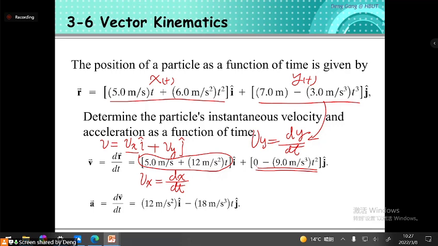And for the acceleration, that's dv over dt. So this part corresponds to dvx over dt, while this part should be dvy over dt. And vx should be this one, and vy should be this part. And you can substitute this in this part here and this part to here. You will arrive at these two.